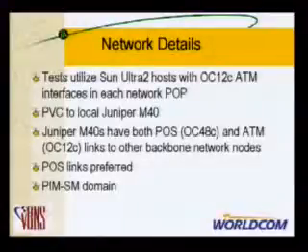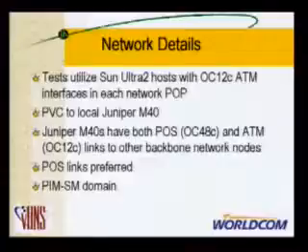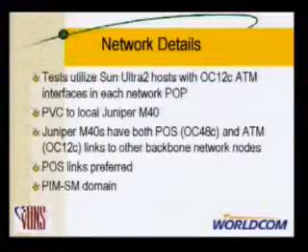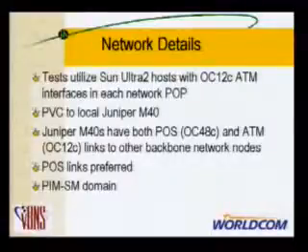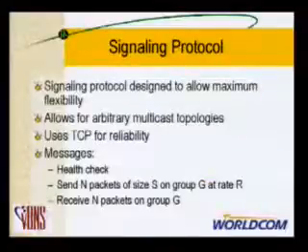So some details on the vBNS multicast network. In each of our POPs, we have about 13 POPs, we have a Sun Ultra 2 with an OC12 NIC, and this connects with a direct PVC/30 to a local Juniper M40. The M40s have POS, and now they're all OC48 links across the country, and ATM backup links. The POS links are always preferred, and this is a PIM sparse mode domain.